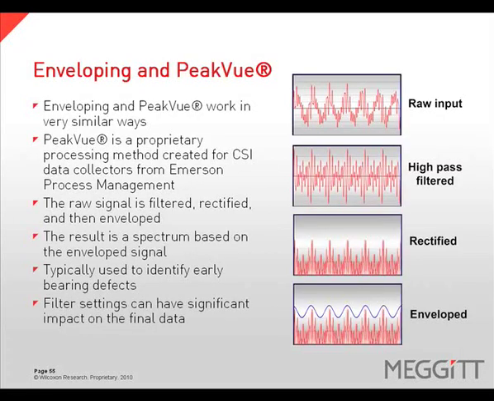Enveloping and peak view work in very similar ways. Peak view is a proprietary process method created for CSI data collectors. The raw signal is filtered, rectified, and then enveloped. The result is a spectrum based on the enveloped signal. This is typically used to identify early bearing defects. The filter settings can have significant impact on the final data.